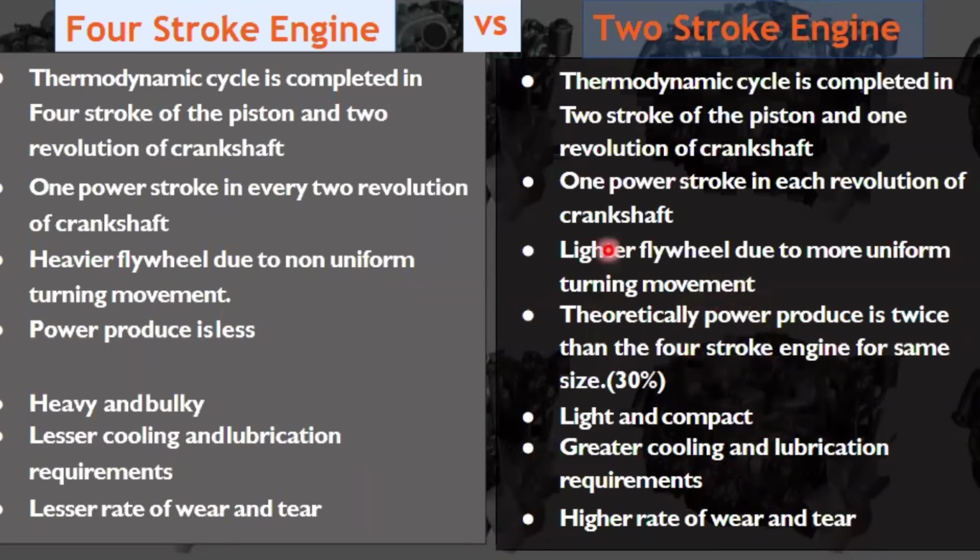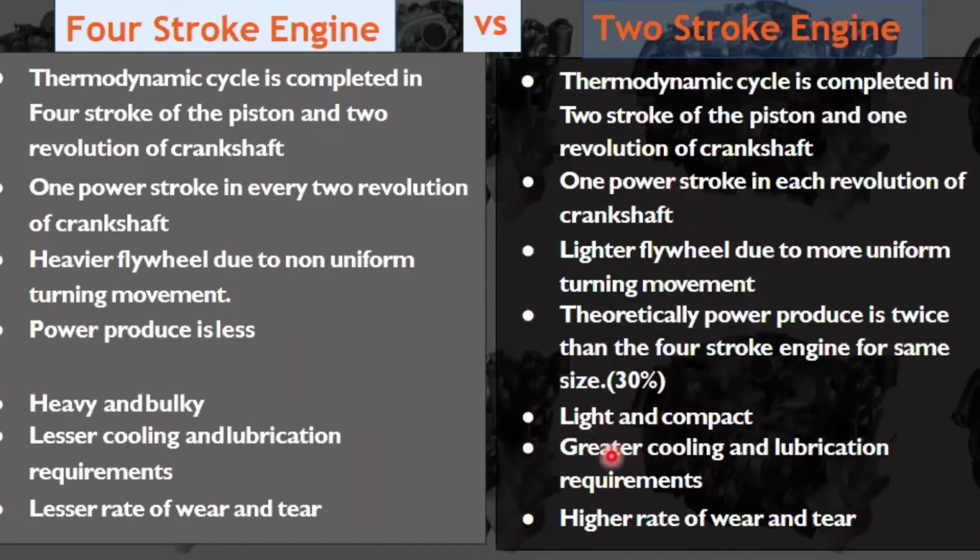Why? Because for every revolution there will be a power stroke. That means for every revolution there will be a huge increase in pressure and temperature. So pressure and temperature in two stroke engines will increase very rapidly. So the engine life is also going to be less. Why? Because the heat is going to affect the engine life also.